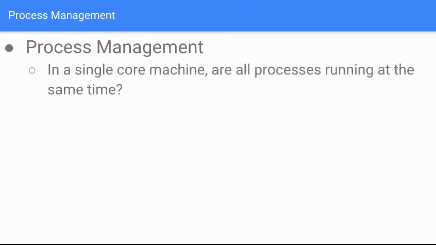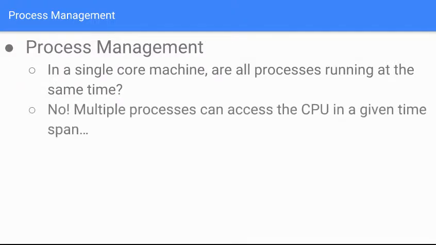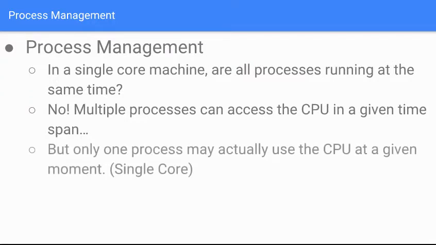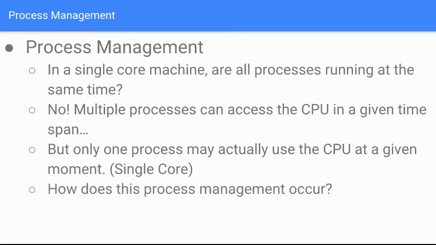Okay. So, in a single core machine, are all processes running at the same time? This is just a question for you to think about. You see all these programs running. Are all those processes running in parallel on a single core machine? No. Essentially, multiple processes can access the CPU in a given time span, but only one process may actually use the CPU at a given moment, on a single core of course. But that begs the question, how does this process management occur?